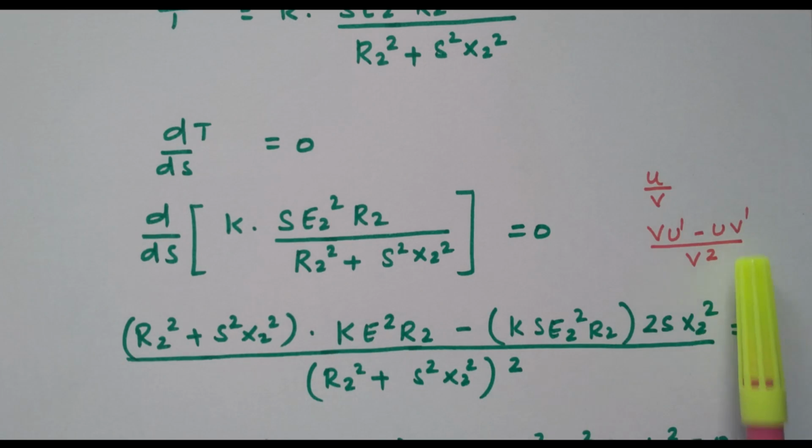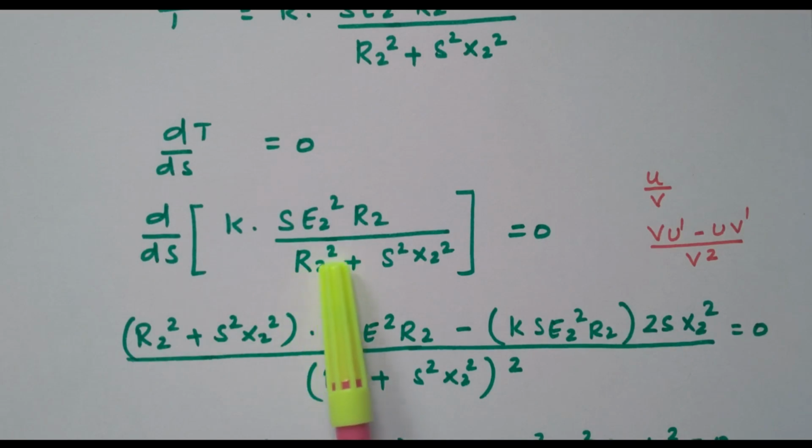dash. What is v dash? v is nothing but the denominator. You have to differentiate this term. r2 square is a constant, so it becomes 0, right? The differentiation of s square is 2s into x2 square, right? So this is nothing but v dash. v is this value, v dash means differentiate. While differentiating, this becomes 0. The differentiation of s square is 2s and x2 square, divided by v square. This v is available, you have to write it as v square, right?